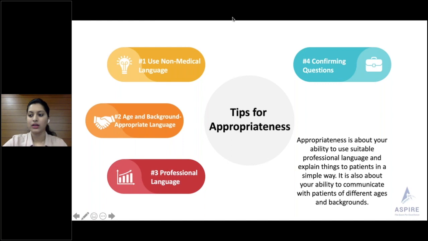Confirming questions. Consider asking questions to ensure that you have understood the patient and that the patient has understood you correctly. So clarifying is one of the important factors and you should not forget about it.